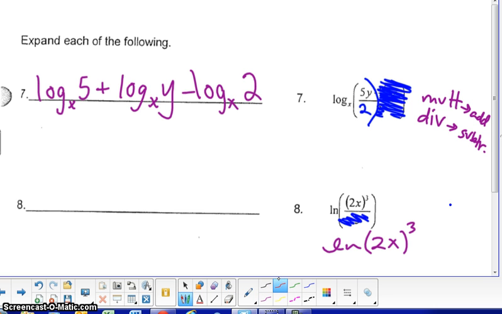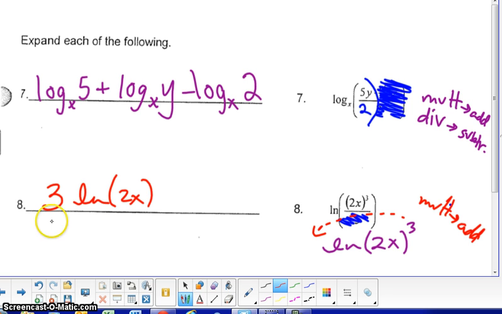Okay, on number 8, there is an exponent. So as we know, an exponent is going to have to go down in front. So it's going to be 3 natural log of 2x. Now, we are not finished because that multiplication has to be transferred into addition. So the 3 is going to be attached to all of it. So it'd be 3 times natural log of 2 plus natural log of x. And that about does that.